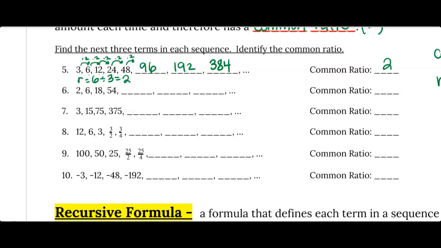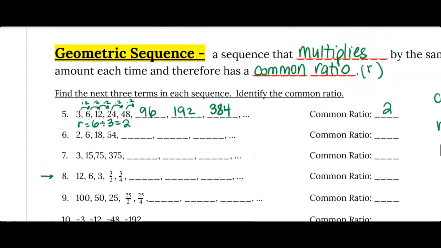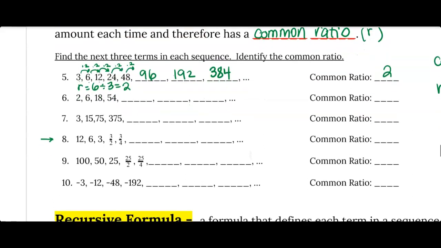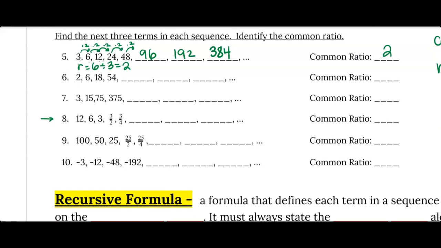Now let's jump down to number 8. While number 5 was an increasing sequence because our numbers were getting bigger, we can see our numbers are getting smaller. Thinking back to the definition we gave, geometric is always multiplying. So even though when we did arithmetic sequences, if it was going down, we just made a negative, we thought about a subtraction, and it worked. But with multiplication and division, it's a little bit different.